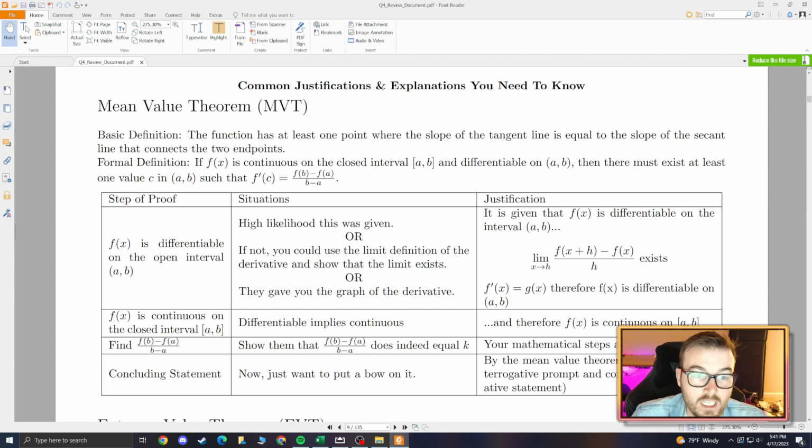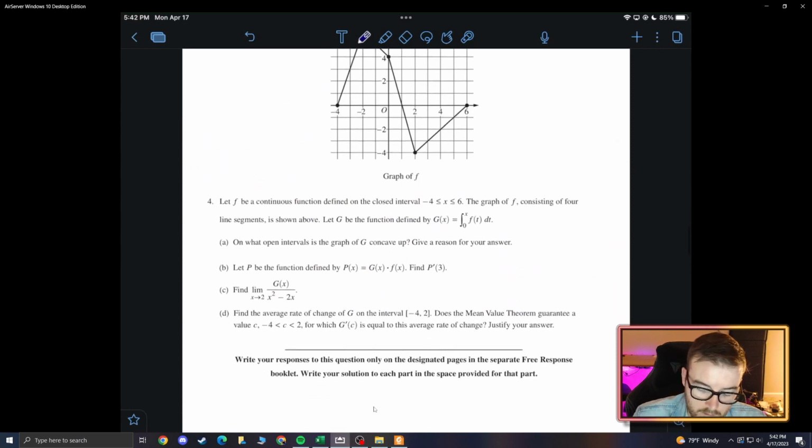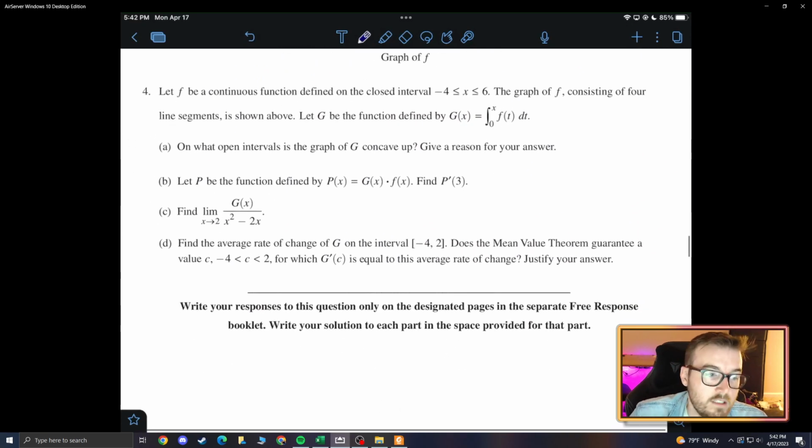So we need to demonstrate that g, because again, the question specifically says it's talking about g, right? So f in this context is g. So we need to state that g is continuous and differentiable on this interval. We need to find the average rate of change. And if this average rate of change is between -4 and 2, well, then we've proven our point, right? So does the mean value theorem guarantee a value between -4 and 2?